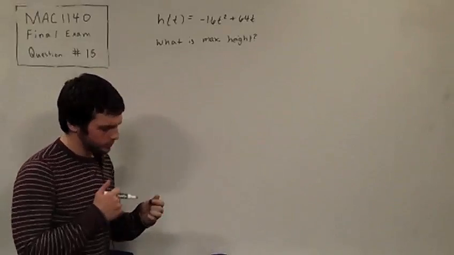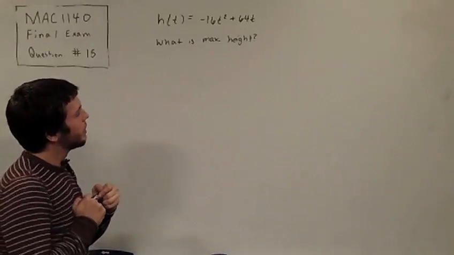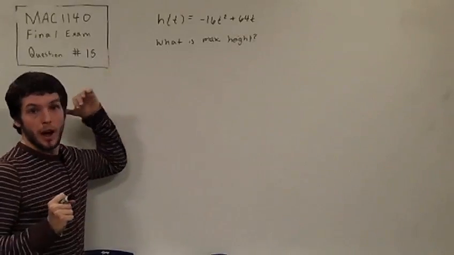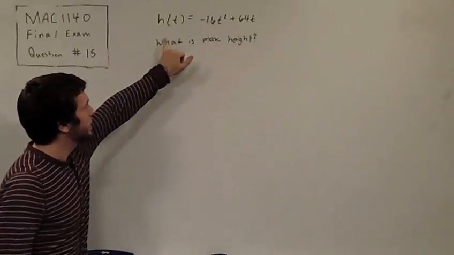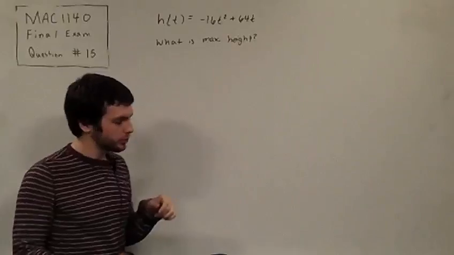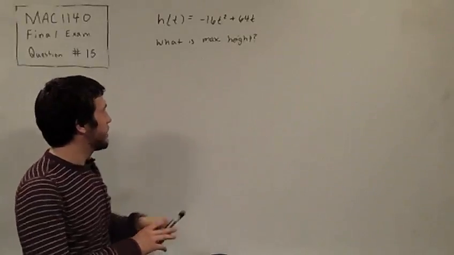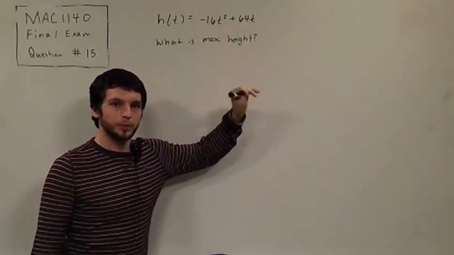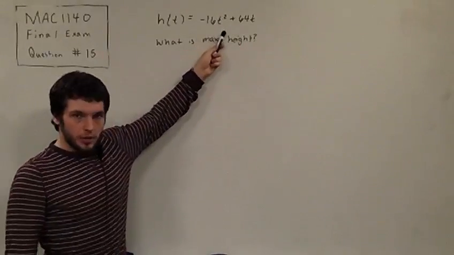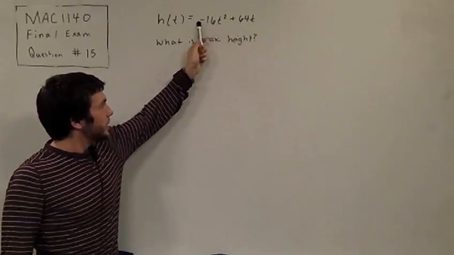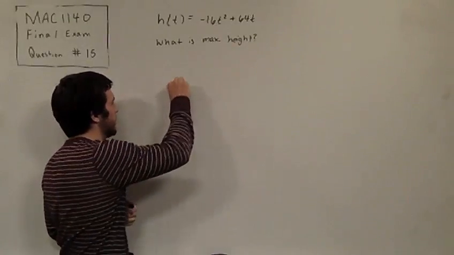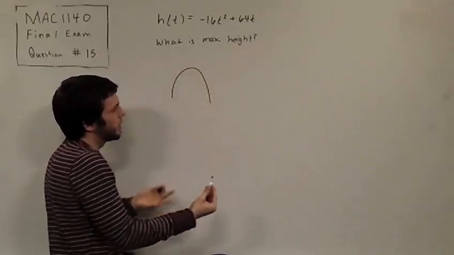So to figure this out, let's think about what this function h of t would look like if we were to graph it. We know from seeing that we have a t squared term that it's going to be a parabola. And the coefficient of the t squared term is negative, which means the parabola opens down. So it looks like this.